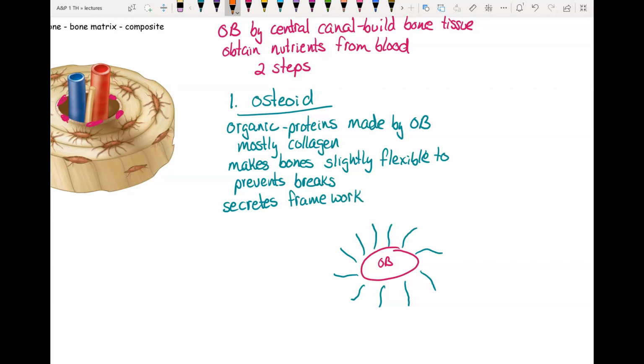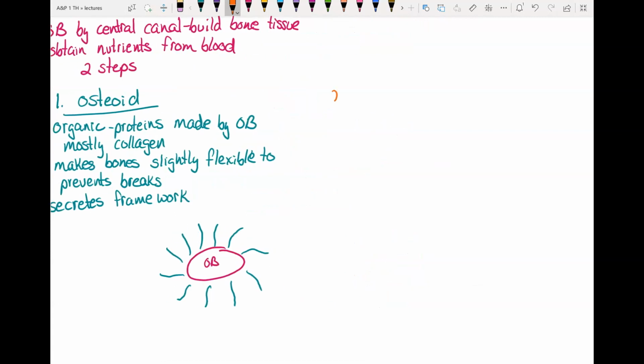Then next is the hydroxyapatite. This is the inorganic part of bone. So inorganic is anything that is not made by a living cell and it's not a protein, carbohydrate, lipid, or nucleic acid. So it's pretty much everything else. And in this case, it's going to be calcium and phosphorus.